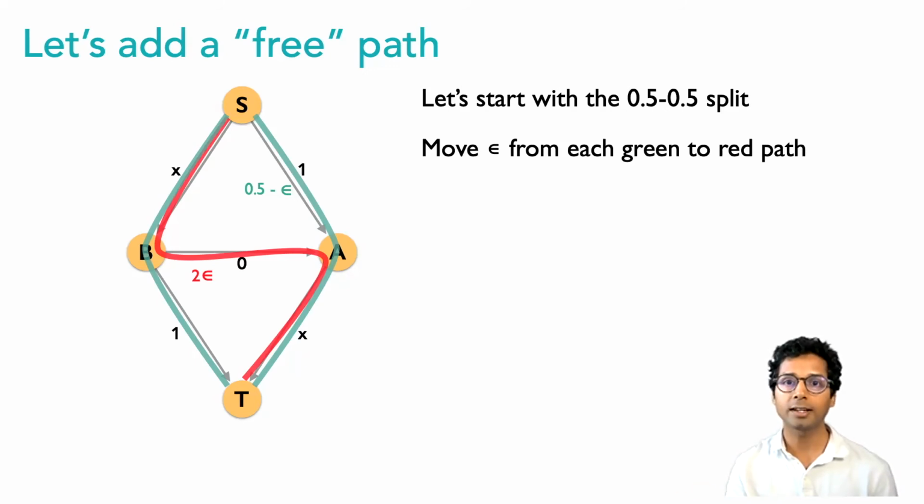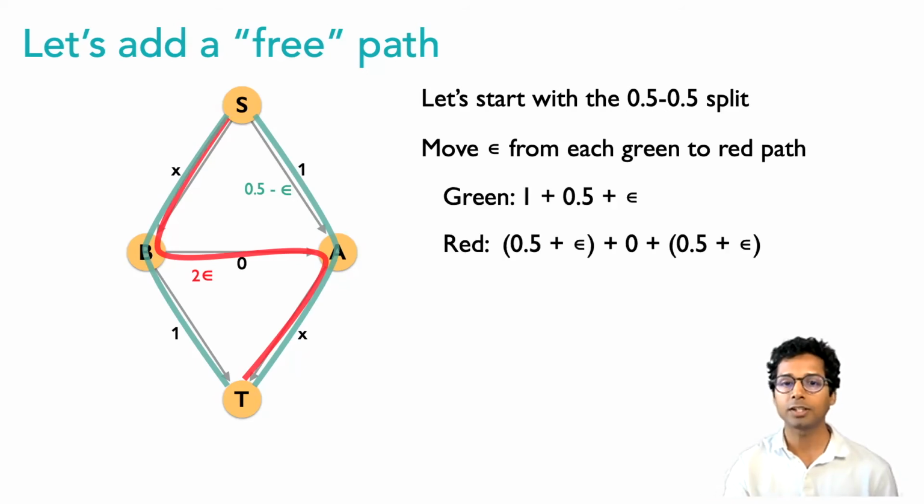So what are the latencies on the red and the green paths? On each of the green paths, you pay 1 unit of latency here, and you pay 0.5 plus epsilon here. So that's its latency. On the red path, you pay 0.5 plus epsilon, which is the load on this edge, plus 0 here, plus another 0.5 plus epsilon here. And that's the resulting latency.